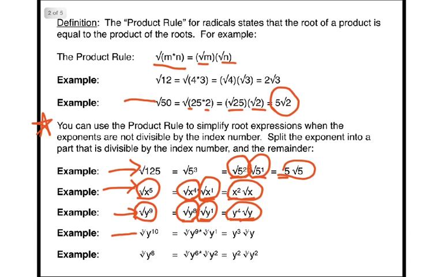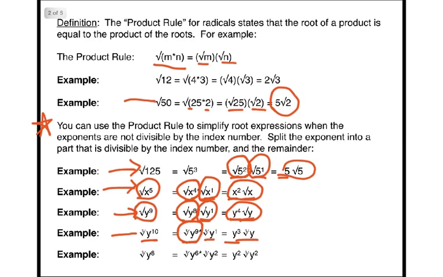Here's an example with a cube root. Now the index is 3, so we want 3 to divide the exponent. We rewrite y to the 10th as y to the ninth times y to the first. That way the first part, the index 3, does divide the exponent 9 3 times, so it simplifies to y cubed. And then the cube root of y does not simplify, so it just stays as the cube root of y.